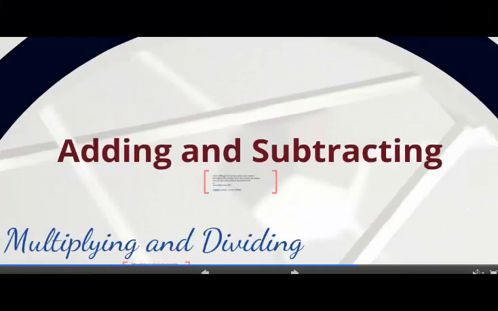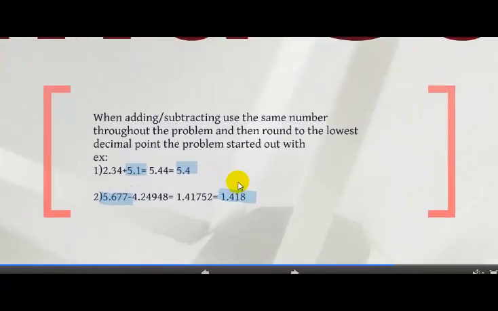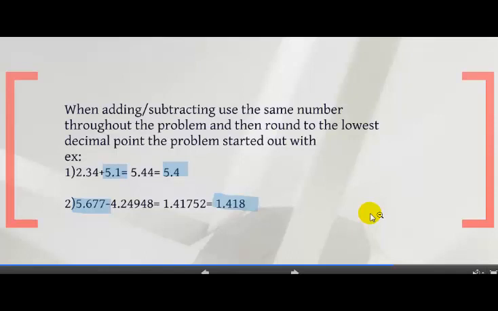Okay, now that we know how to count sig figs, let's use them in our calculations. That's the purpose of sig figs anyway, to determine how to round a number for an answer. So first, we have 2 rules. One is adding and subtracting, and the other is for multiplying and dividing. So let's look at the adding and subtracting rule first. This says when adding or subtracting, use the same number throughout the problem, and then round to the lowest decimal point the problem started out with.